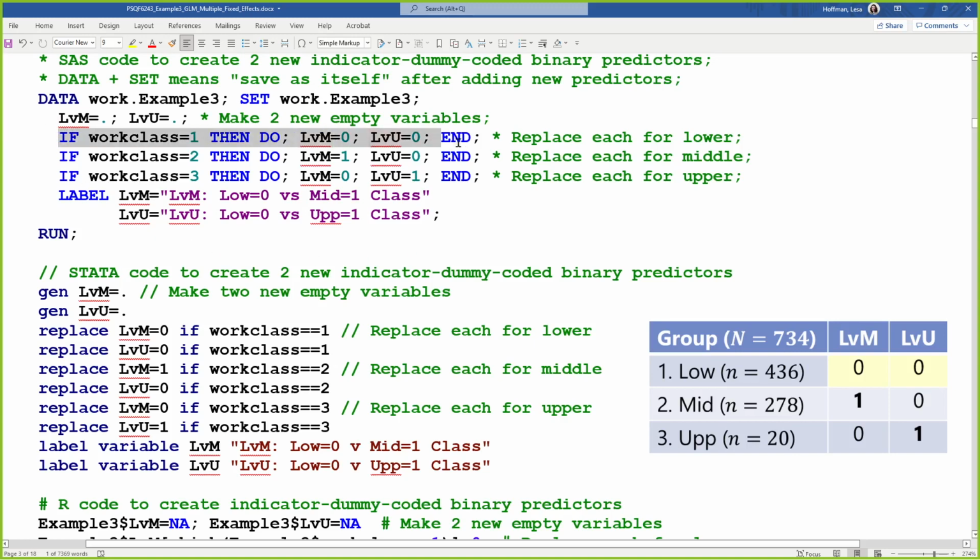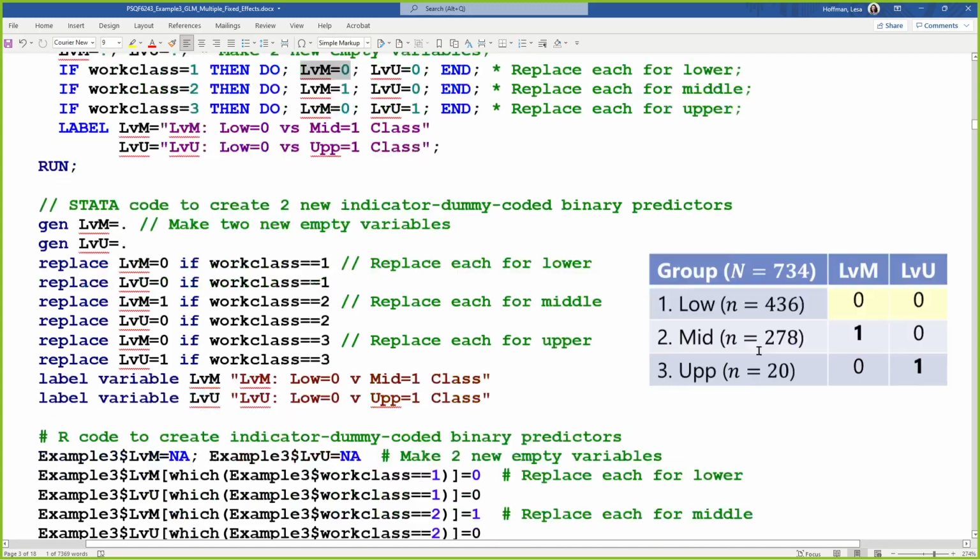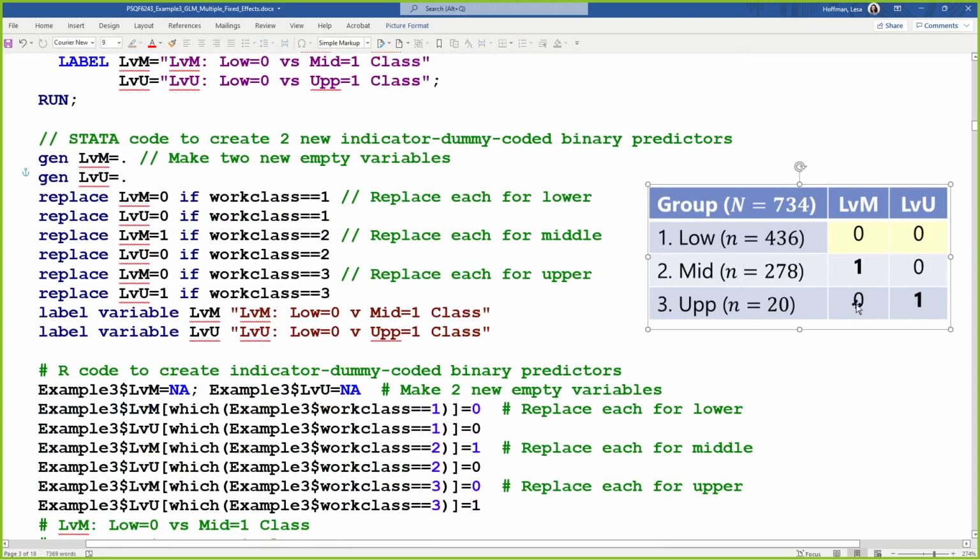So this piece right here is getting the first row of the table. The second row of the table is happening for the second line, and the third row of the table is happening for the third line. If you've done this correctly, you should have only one 1 in each of the new variables, because in this coding scheme, the 1 activates that variable for the non-reference group. So middle for the first one, upper for the second.